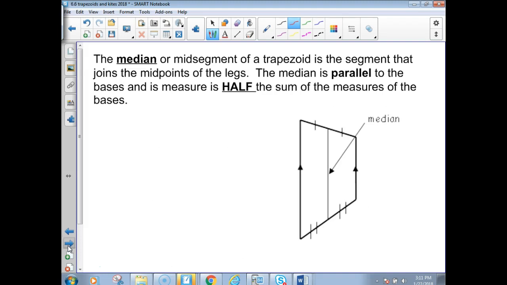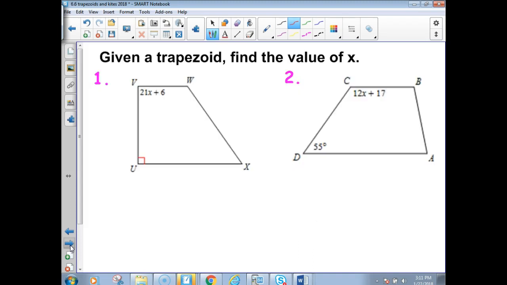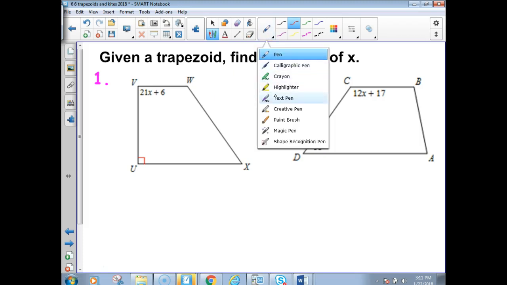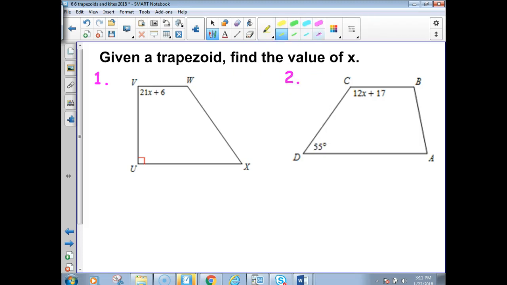All right. The median, again, we already discussed to do base plus base divided by 2. That will equal the median. That's a formula. So let's do some samples. We've got V and U. How do you think those are related? What might be true? This side's parallel to this side.